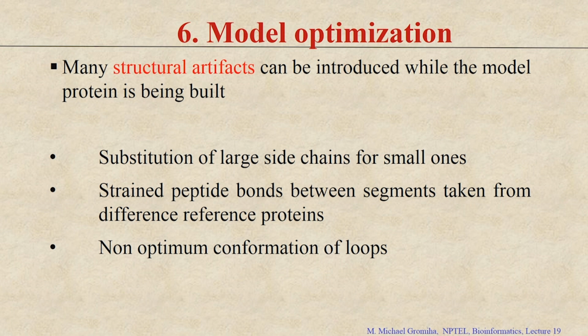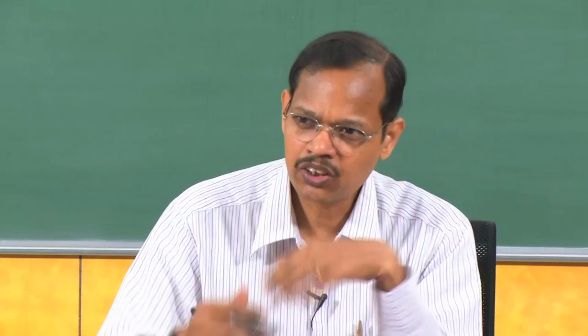And the second one: we take some peptides from different reference proteins, like in loop modeling. If you do not get the proper data, we take from different structures. We do not check whether these are similar proteins or different, or whether they have similar folds or not. Also, we do not know the conformation of loops; loops can take any conformation, so we use whatever is available in known structures. So, how do we rectify this problem? We need to optimize it.